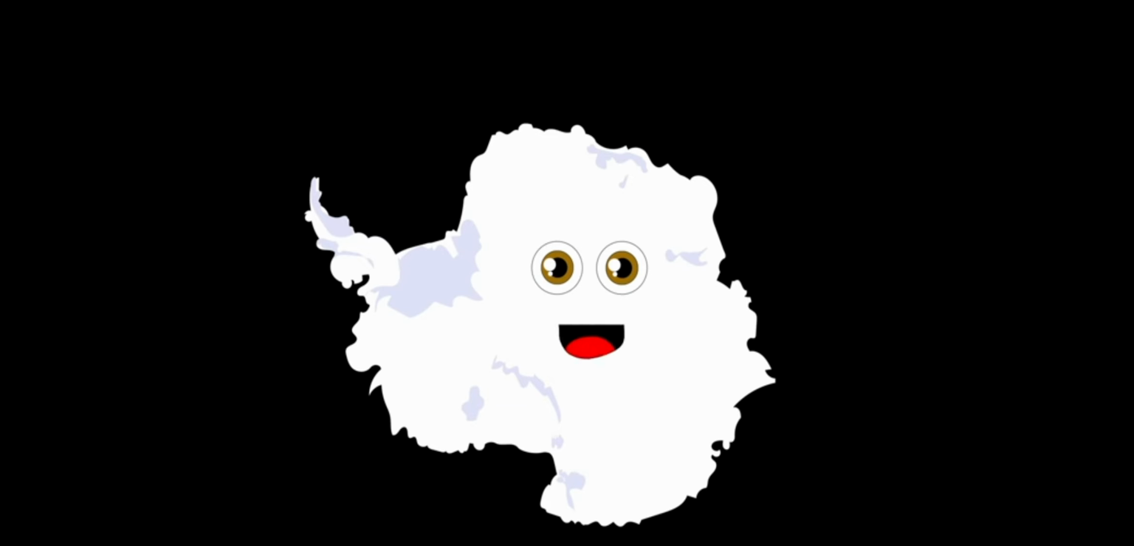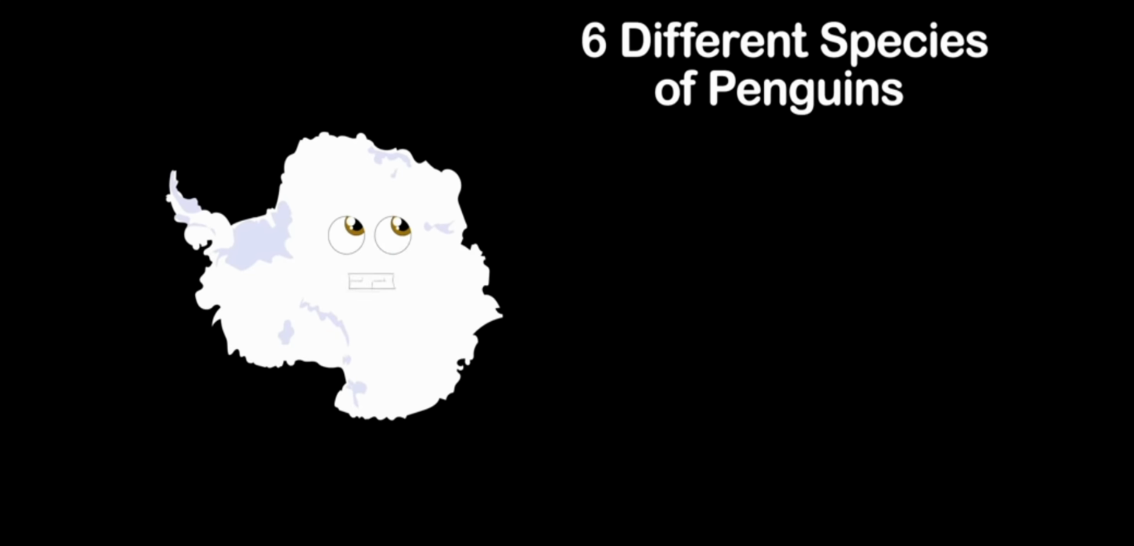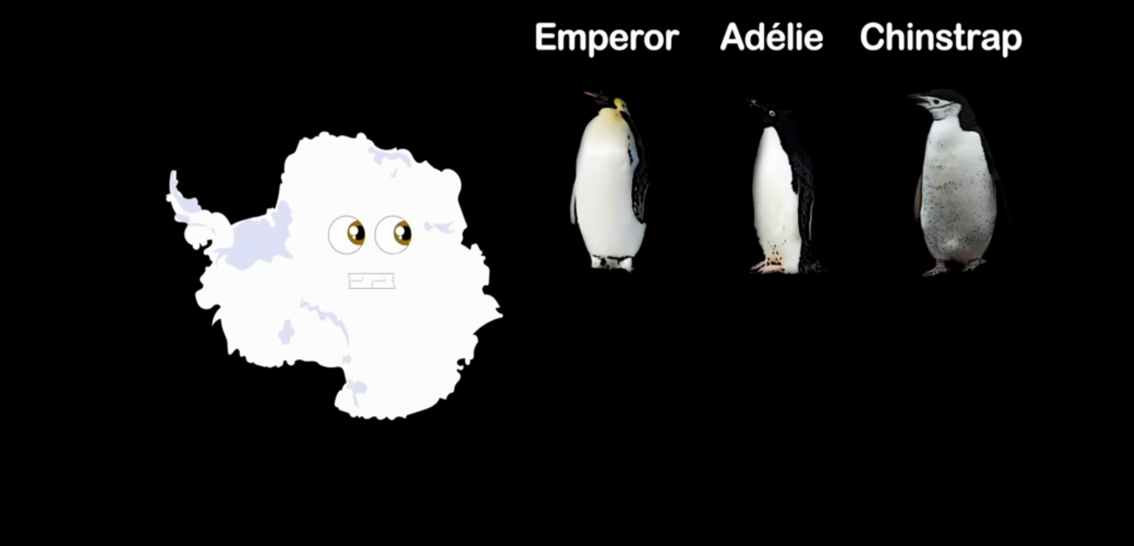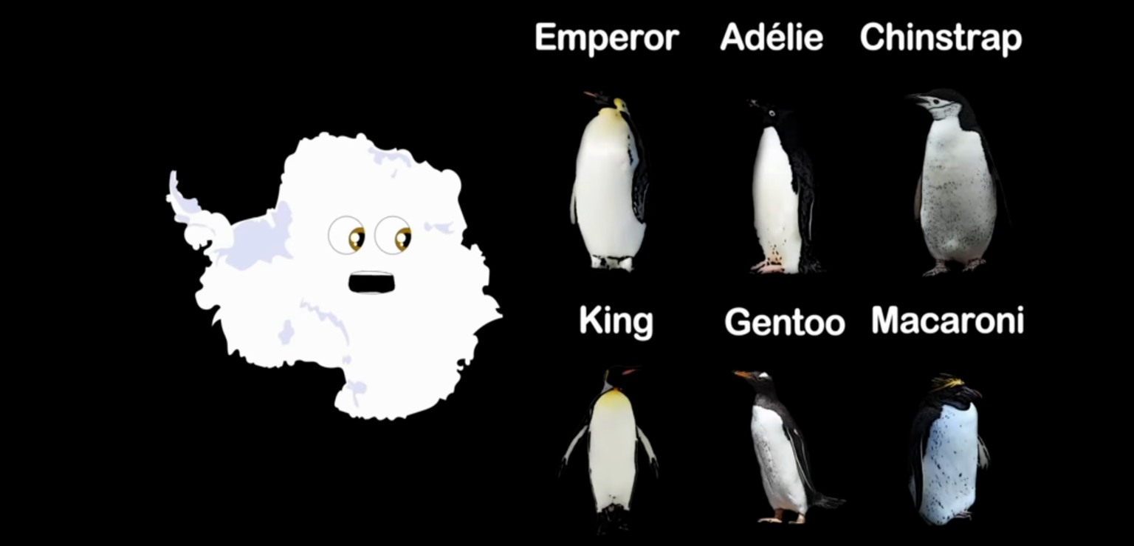There are certain animals that can survive my cold. They've adapted over time to exist on me, isn't that bold? There are 6 different species of penguins found on me. The emperors, Adelie, Chinstrap, King, Gentoo, and Macaroni.